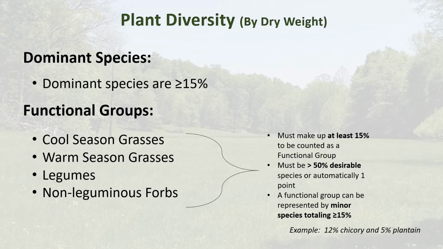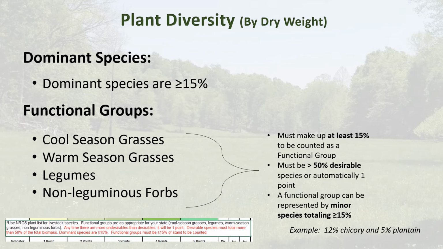Several minor species within the same functional group that add up to be at least 15% can also be counted for that functional group. This is actually fairly uncommon, but it can happen. It generally doesn't stay that way long because one of the dominant species often crowds out those minor species over time. Again, this information is also easily collected using step point.